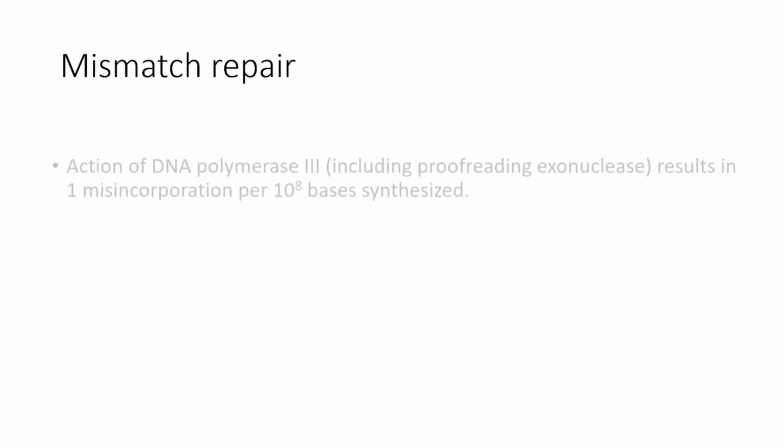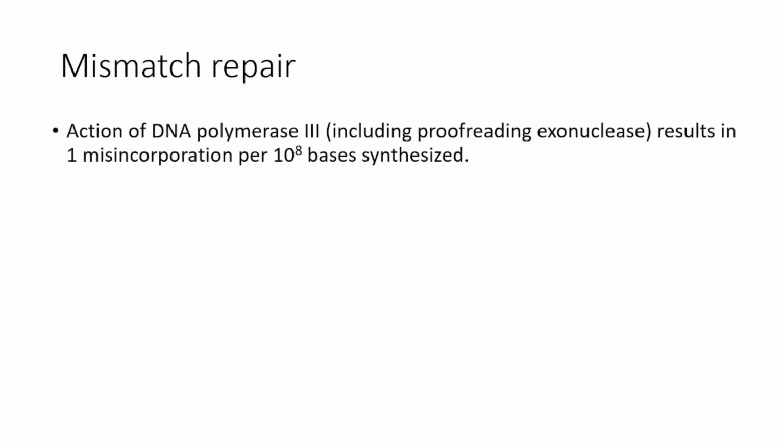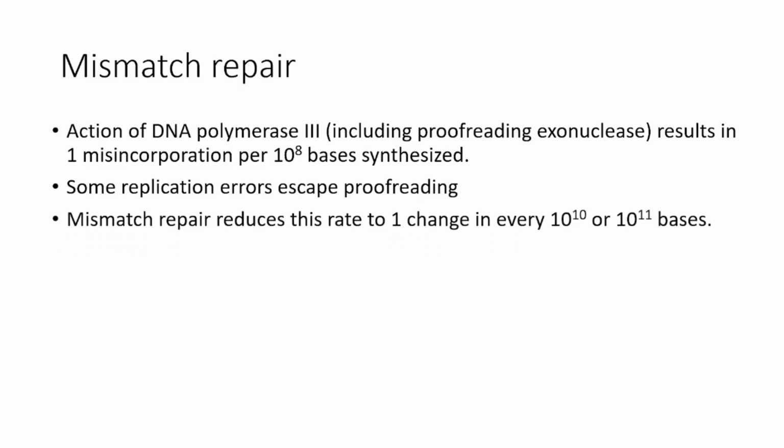The action of DNA polymerase III, including its proofreading activity, results in one misincorporation per 10 to the power 8 bases synthesized. Some mismatches due to replication errors escape proofreading. Mismatch repair reduces this rate to one change in every 10 to the power 10 or 10 to the power 11 bases, thus increasing the accuracy of DNA synthesis by 2-3 times.